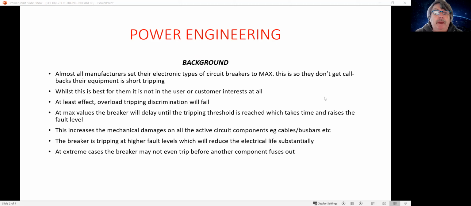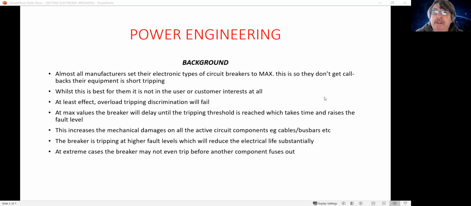Let's have a look a little bit at the background. As the manufacturers started making the electronic circuit breakers, they generally started to set these to max. Now they could set them at any value, I suppose, but if they set them to the minimum settings, they will get callbacks from the industry as the products don't work, because if people just install them and they're on the low end, if you had things like motors, they'll cause immediate trip outs, and then you'll phone them to say the manufacturer's breaker's faulty, come and get your product, it's not working, etc.